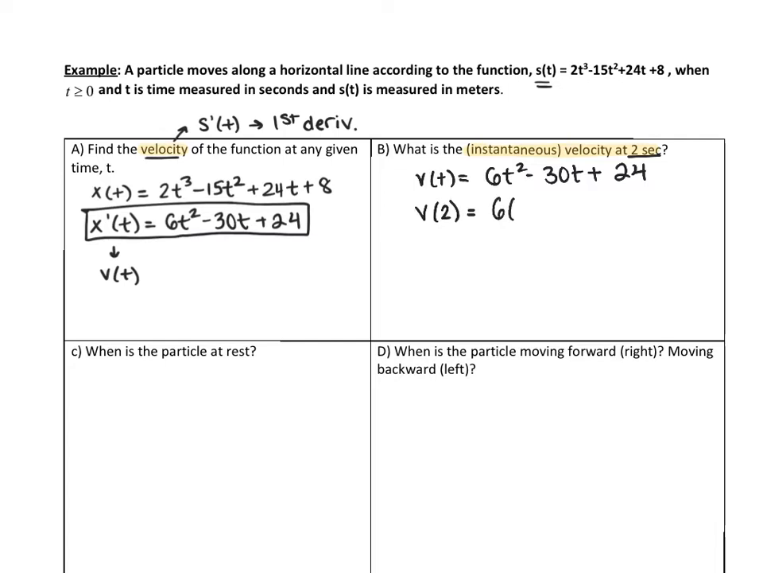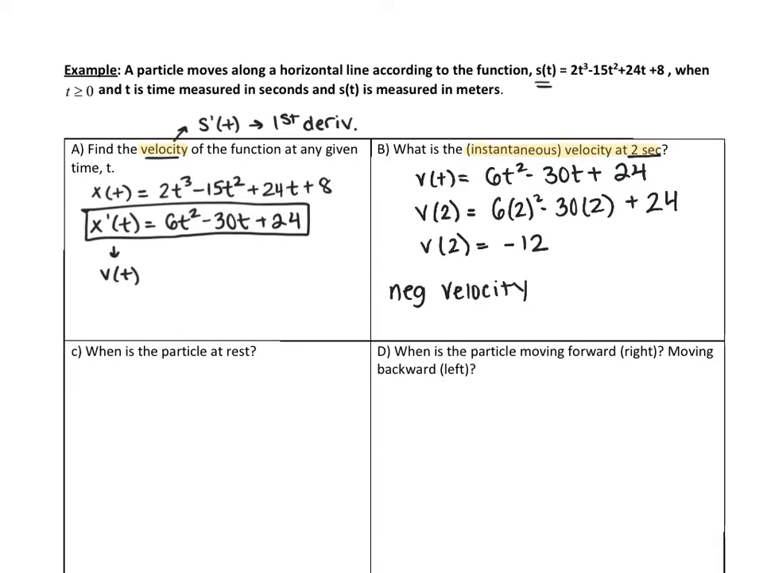So 6 times 2 squared minus 30 times 2 plus 24. So go ahead, pause the video, and hit resume when you're ready for the answer. Okay, so you should have gotten negative 12. So what that means, that negative 12, means you have a negative velocity.